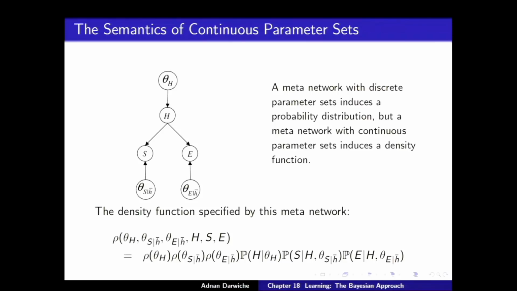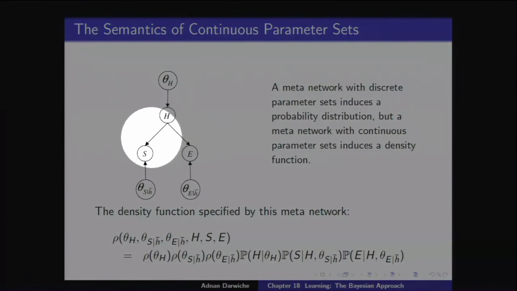So look at this one here. These three variables are discrete, H, S, and E. And then we have these three variables that are continuous, right? These are the parameter sets. Now, when everything was discrete, we talked about the distribution over these variables. Now we have to talk about the density of this network, and it's going to look like this. By the way, I don't know if you realize, you're using rho for density as opposed to Pr or the big P. So look what we have here. We have the 6 variables, 3 of them discrete and 3 continuous.